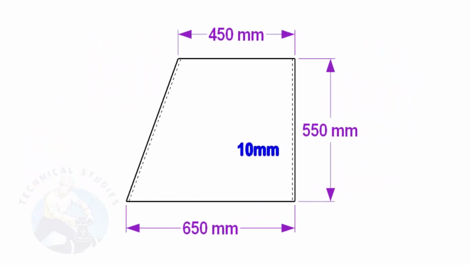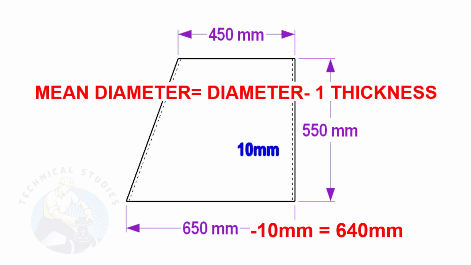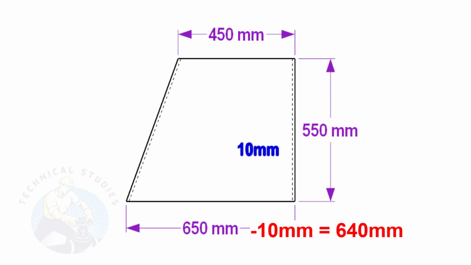To make a layout, we need to calculate the circumference of the top and bottom sides of the cone. To calculate the circumference, we need to know the mean diameter of the cone's bottom and top. Deduct one thickness from the diameter to get the mean diameter. Assume the base diameter of the cone is 650 mm and the thickness is 10 mm. The mean diameter is 650 minus 10, which is equal to 640 mm.